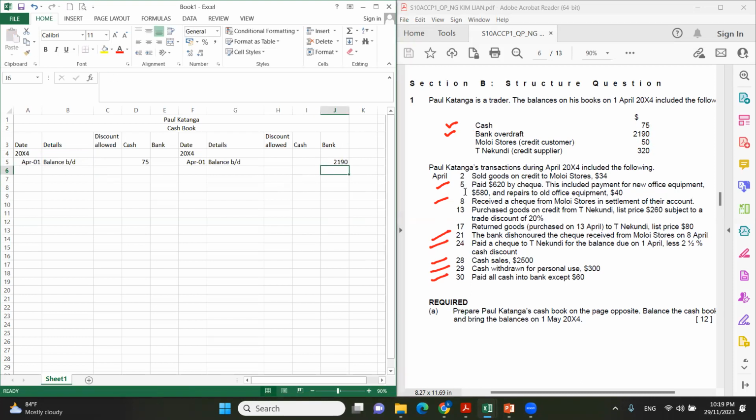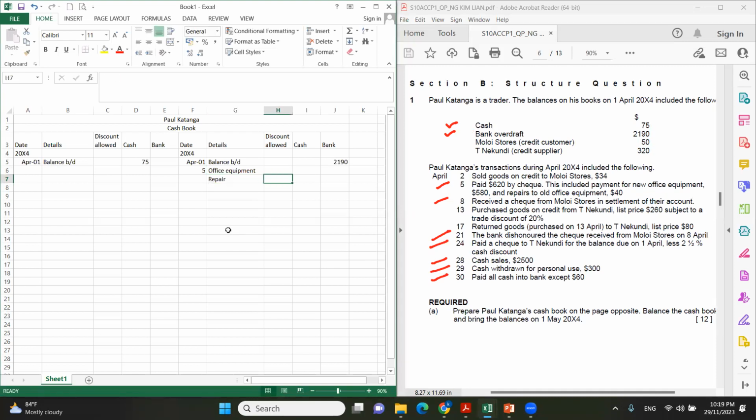Next is that on the 5th, pay 620 by check. This includes payment to the new office equipment. After you put the first year, month and date, in the next row you just put the date. You don't need to put the month. Here, what are the items? Office equipment. Another entry is a repair.